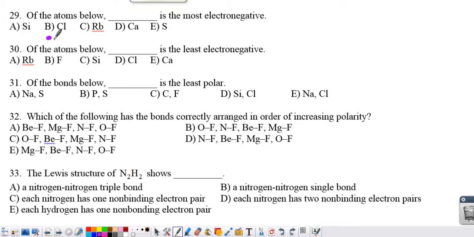Let's see. Chlorine's the most electronegative. Least electronegative of this bunch would be rubidium. Which one of these is the least polar? Not this one. That one's ionic. It's not this one. This one's ionic. C and F are 3 elements away. P and S. Oh, it's definitely that one. They're side by side.